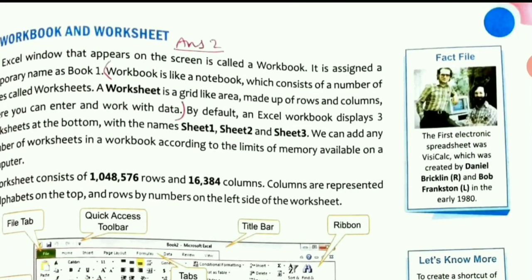So this is the answer 2. Under the heading workbook and worksheet, you have to write here from the second line. I have marked it. Workbook is like a notebook which consists of a number of pages called worksheets, and a worksheet is a grid-like area made up of rows and columns where you can enter and work with data. So this is answer 2.